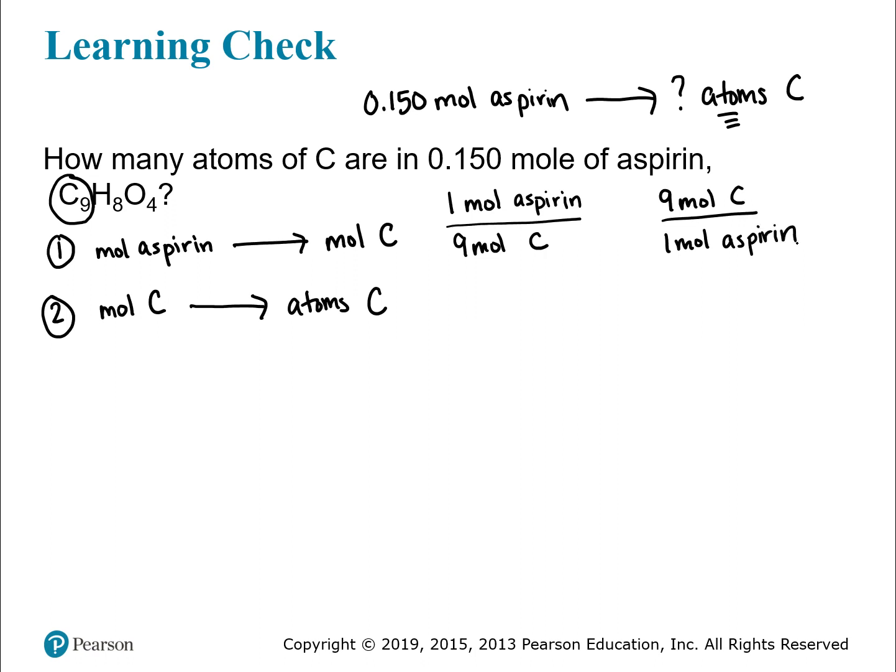For the second part, where we're going from moles to atoms, we need to use Avogadro's number. If I have 1 mole of carbon, I have 6.02 times 10 to the 23rd atoms of carbon. And of course, the reciprocal.